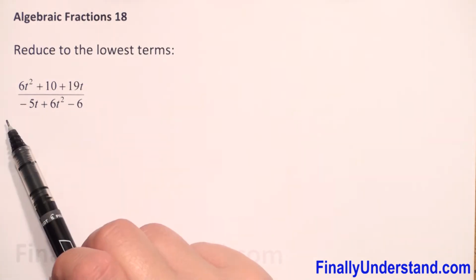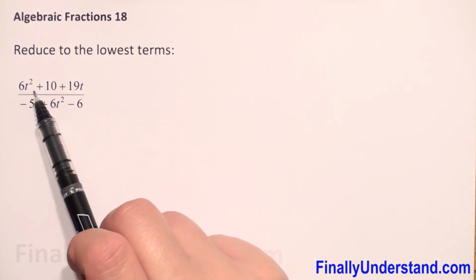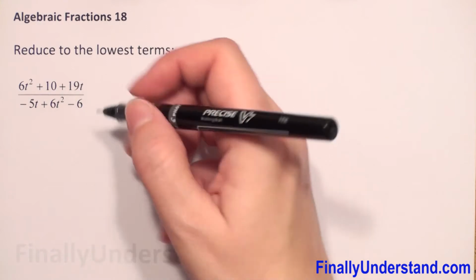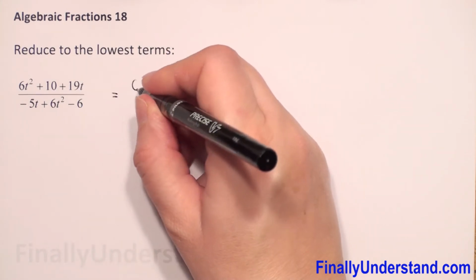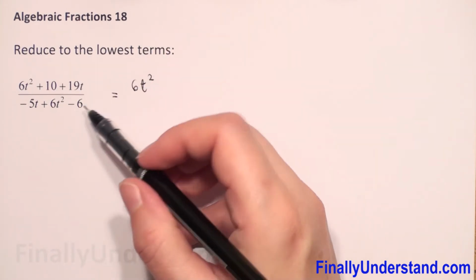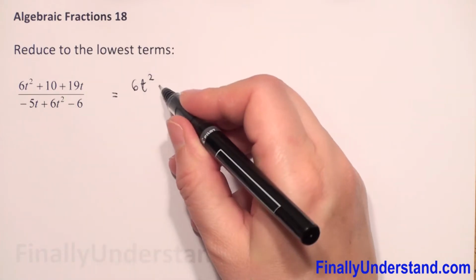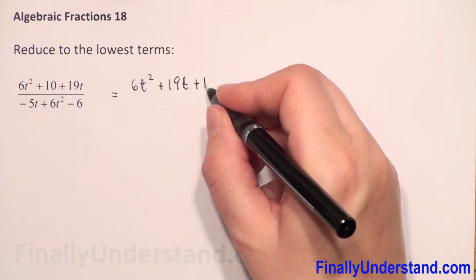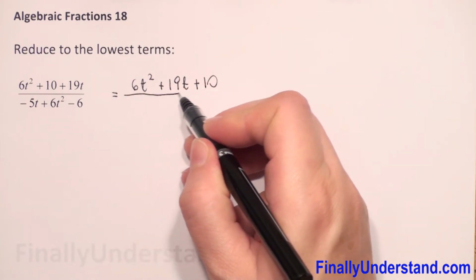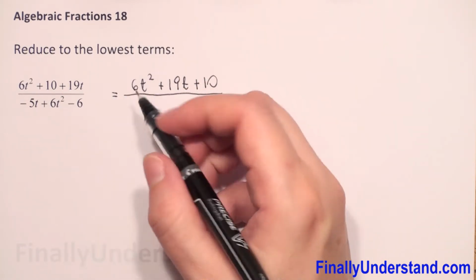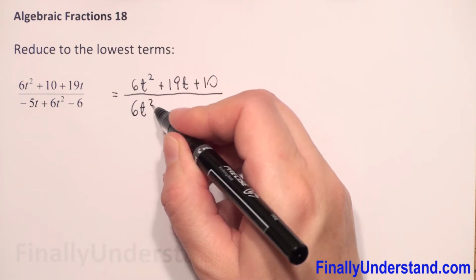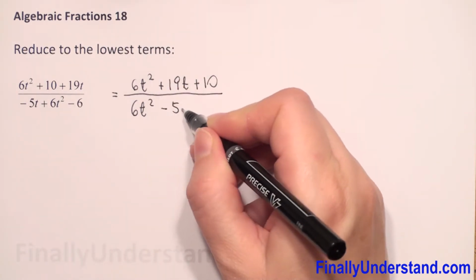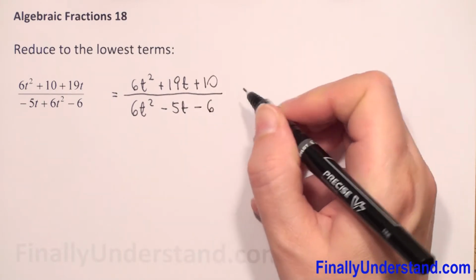So let's organize first our expression in the numerator. The highest power is t to the second power, so we will copy 6t to the second power. The next expression with t is 19t, and we have plus 10. In the denominator, the highest power is 6t squared. Next we have negative 5t and minus 6.